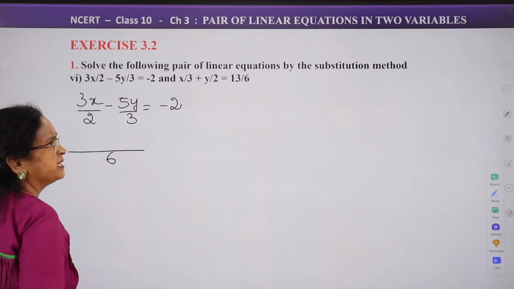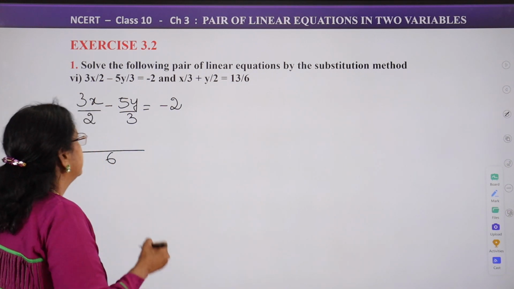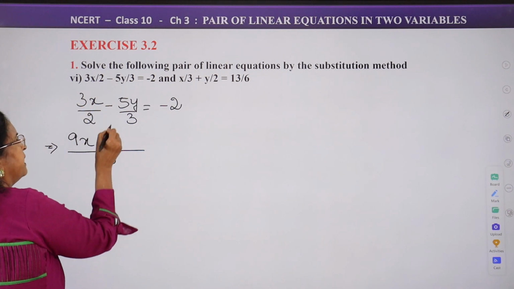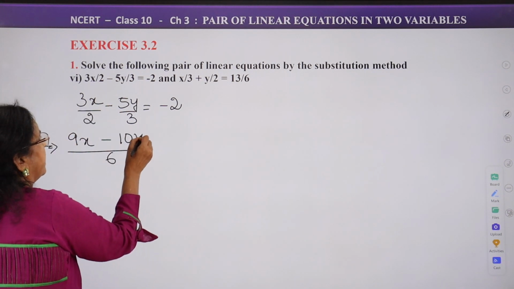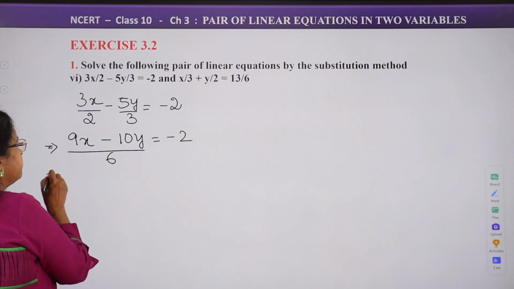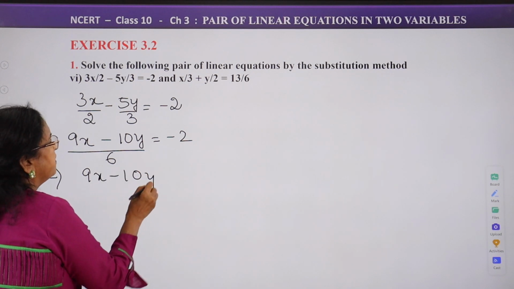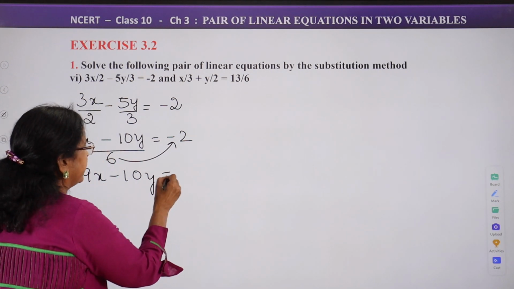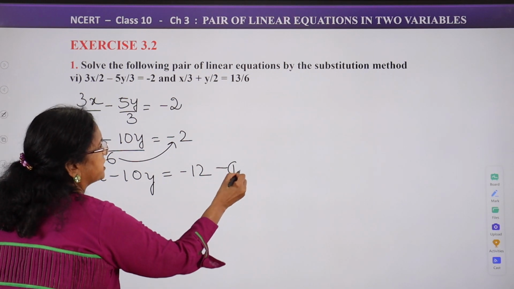We take the LCM. The LCM of 2 and 3 is 6. So, 3 into 3, 9x minus 5 into 2, 10y is equal to minus 2. That implies 9x minus 10y. When I cross multiply 6 with minus 2, I get minus 12. So this is the first equation.